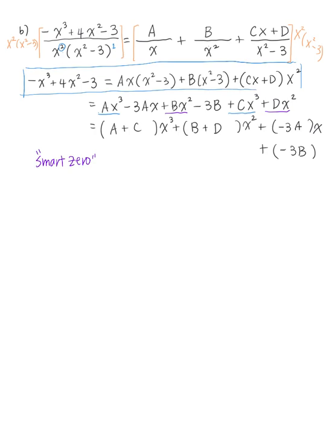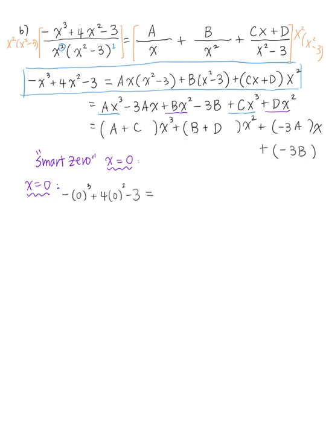And then we'll deal with the rest of it later on. Okay, so the smart zero in this case will only have x equals 0. All right, so let's plug it in when x equals 0. Plug this into the basic equation. So here you're going to have negative 0 cubed plus 4 times 0 squared minus 3 equals.